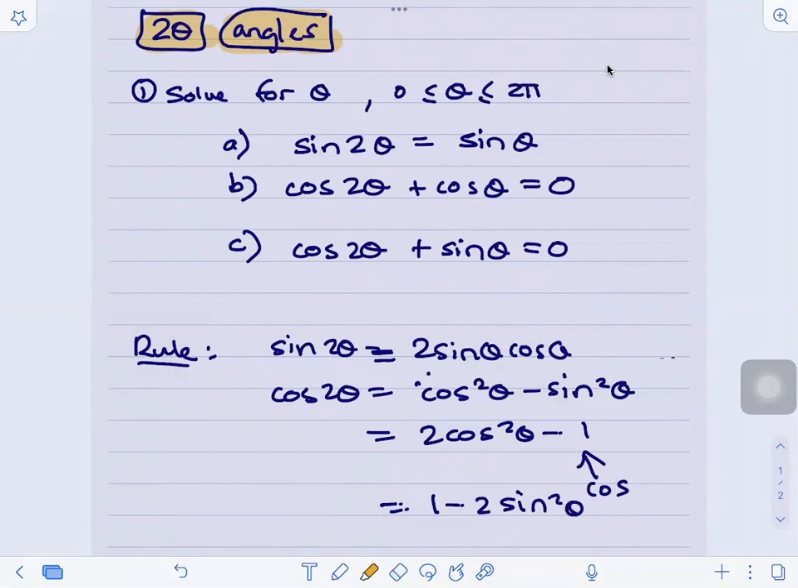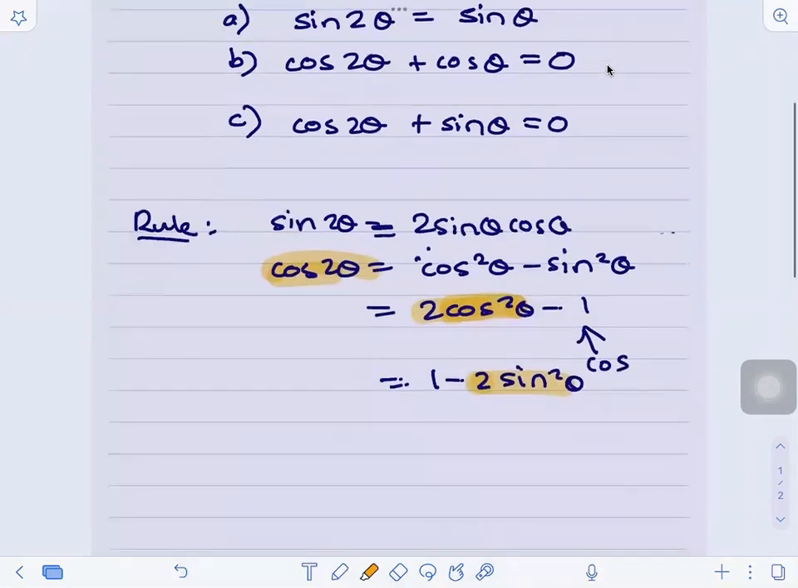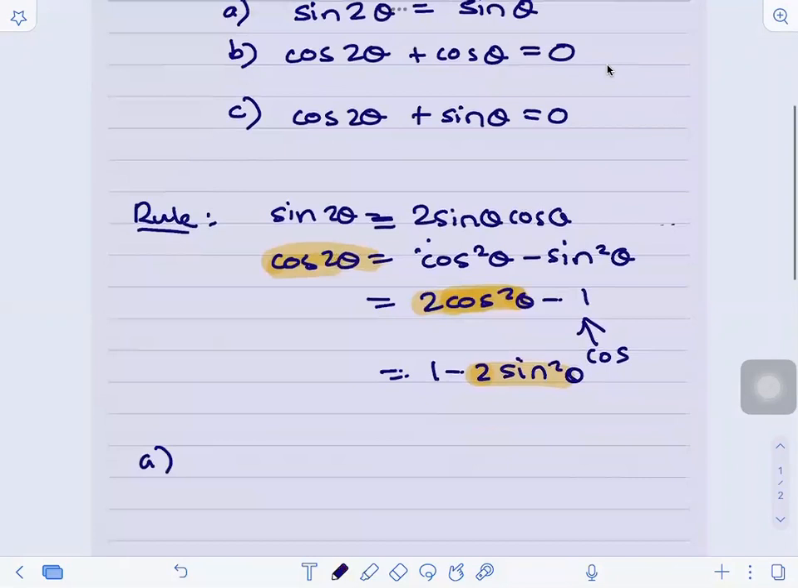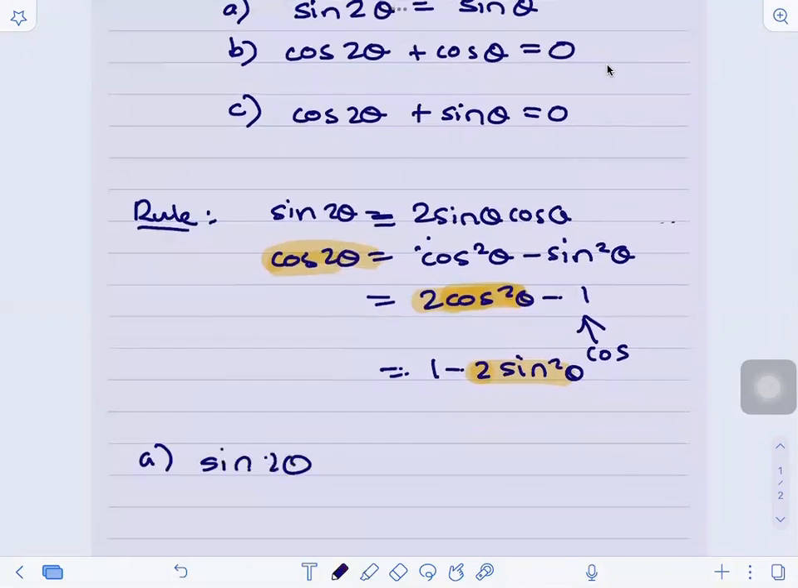Now, I always remember that because it's cos 2 theta, the cos is dominant, so that's the one that comes first, and then that one's the sine one. Okay, now we're going to start with our first equation. So what do we have? We have sine 2 theta equals sine theta. So we're going to look at solving this equation.